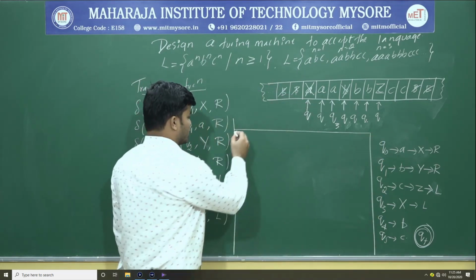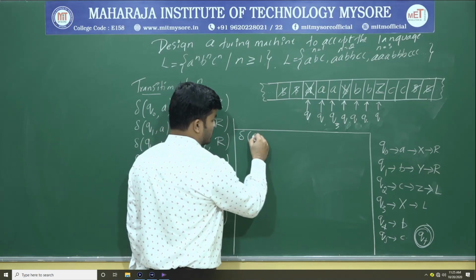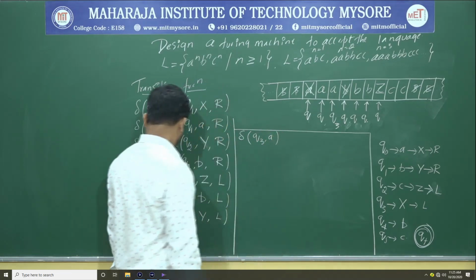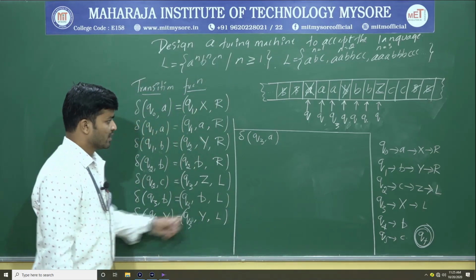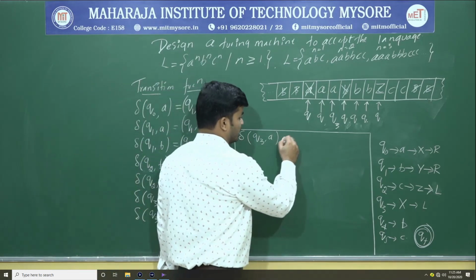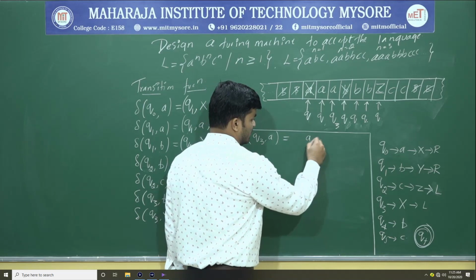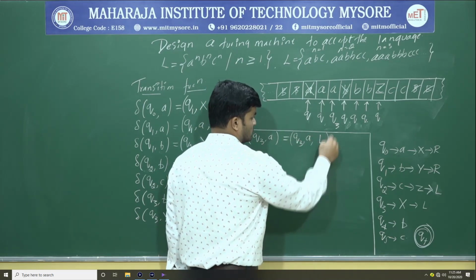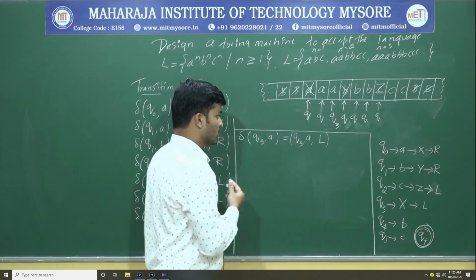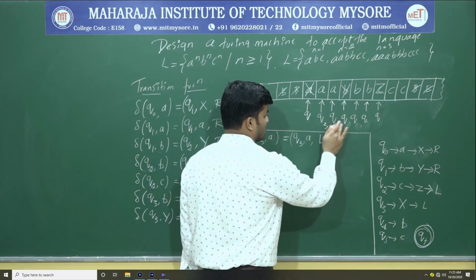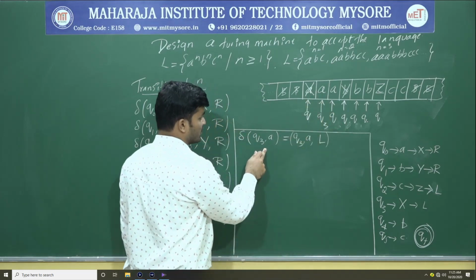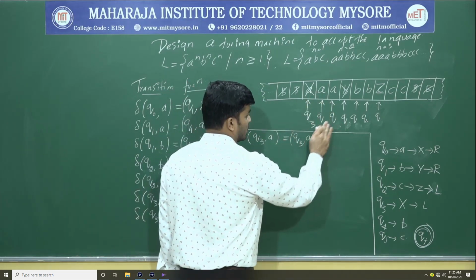Okay, yeah. So next, what's the next transition? Delta of Q3 comma A. Q3 comma A is not written, so I'll write that one. Q3 comma A, you are going to maintain that A as it is and move at left hand side with same state what? Q3, until you get X. Keep on moving left hand side. So it will come over here. Okay, so again Q3 comma B is already written, no need of writing it one more time. So it will come over here, left hand side.